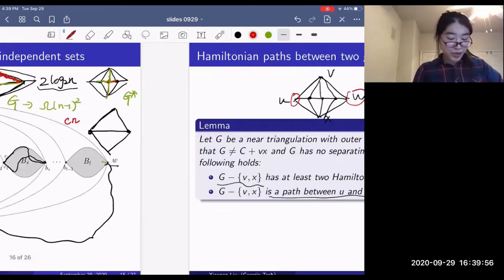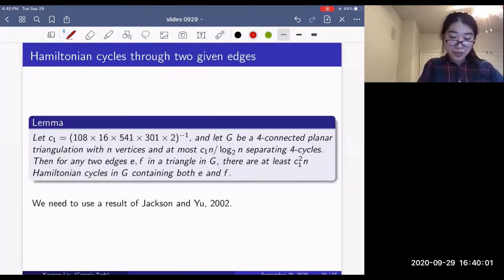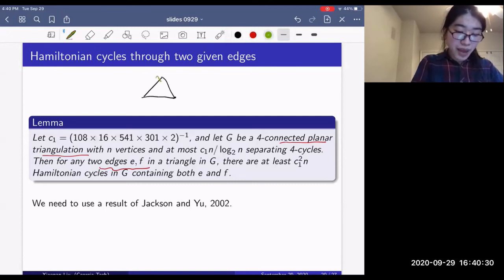So we proved 1 lemma: let G be a 4-connected planar triangulation with n vertices and at most C1 n over log 2n separating 4-cycles. Then for any 2 edges e, f in a triangle in G, there are at least C1 squared times n Hamiltonian cycles in G, because we want to show that in 1 triangle, there are many Hamiltonian cycles passing through 2 edges.